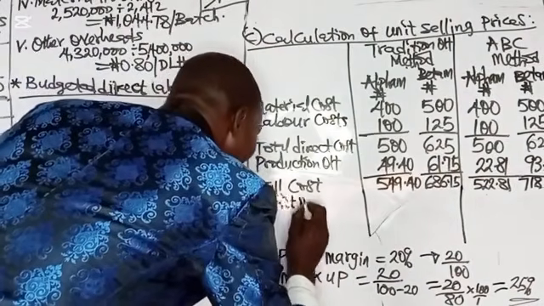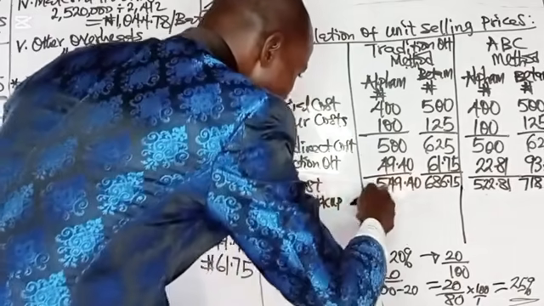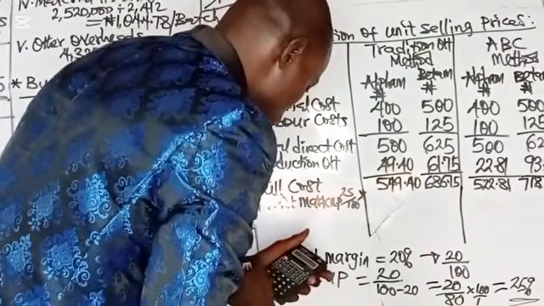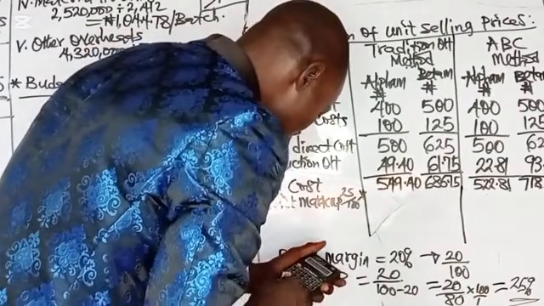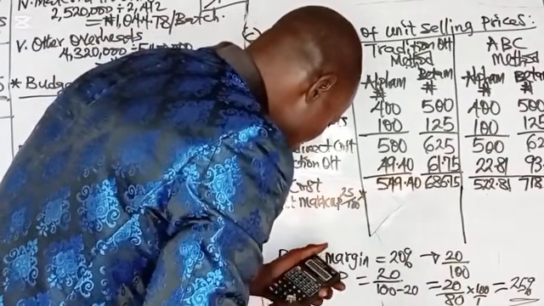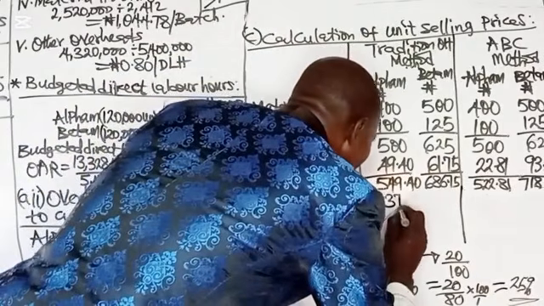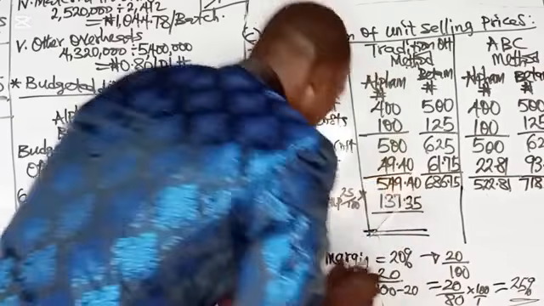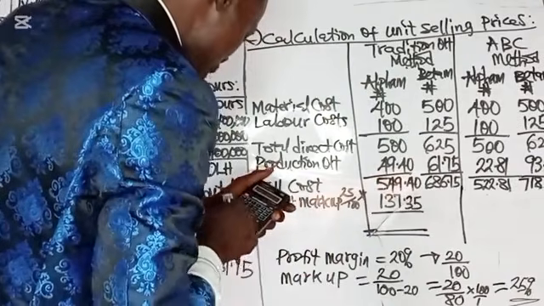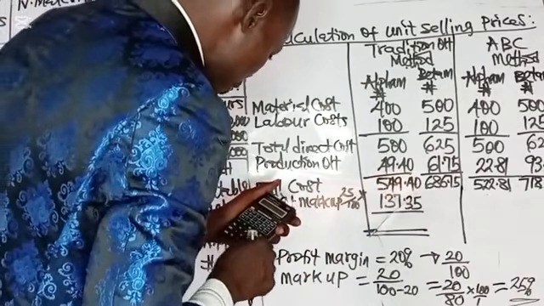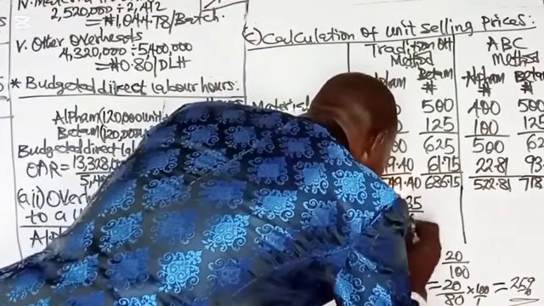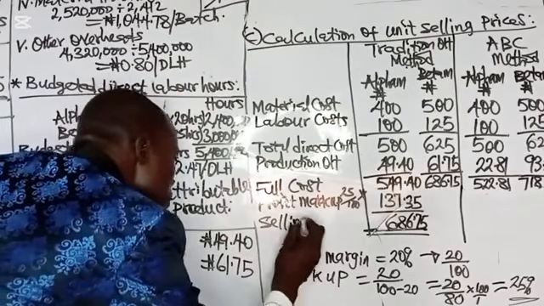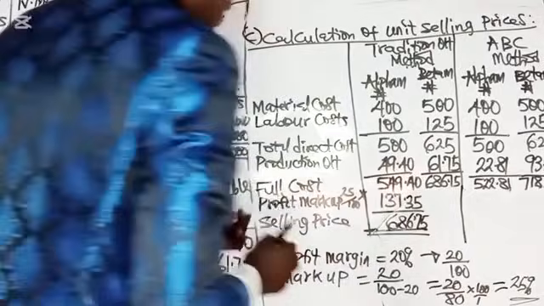So we add the profit markup now. That is 25% of each of these. 25 over 100 times the cost. So what is 25% of 549.4? That gives us 137.35. If you add it to 549.4, we have 686.75. That is the selling price for Afarm under the traditional method.